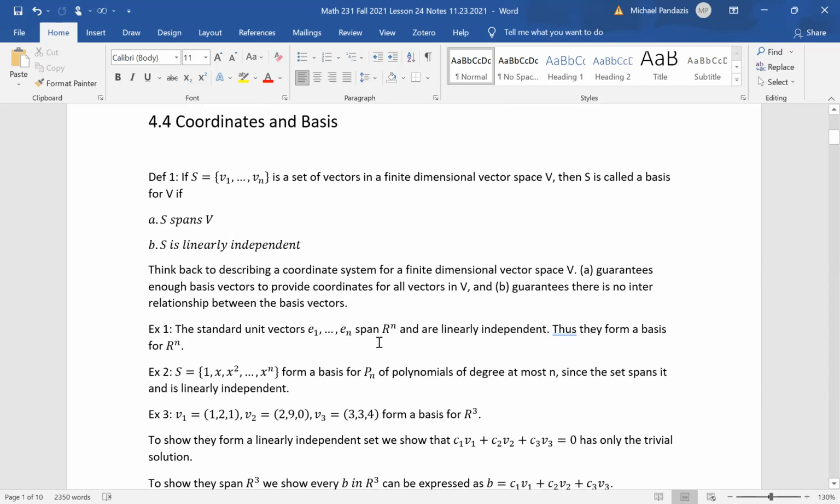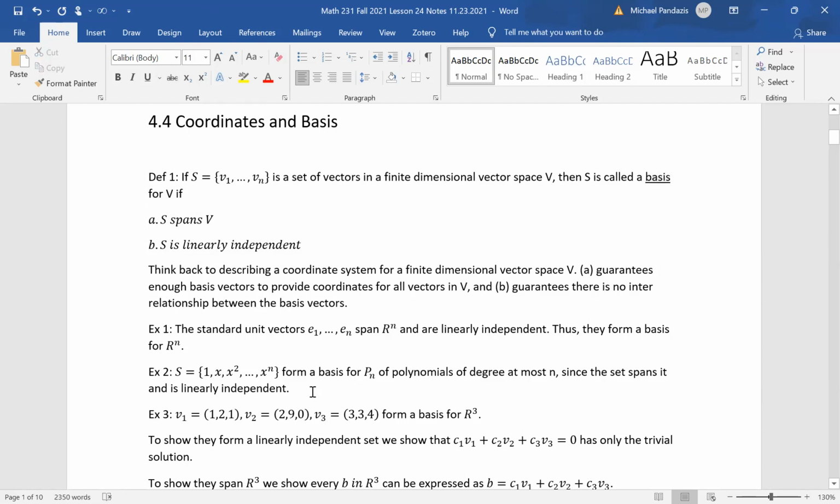Example 1: the standard unit vectors E1 to En span Rn and are linearly independent. Thus, they form a basis for Rn. Any vector in n-space can be thought of as a linear combination of the vectors E1 to En. So those vectors span Rn, and they are linearly independent. If you have a set of vectors that span a vector space and they are linearly independent, they form a basis. That's by definition 1, the definition for a basis.